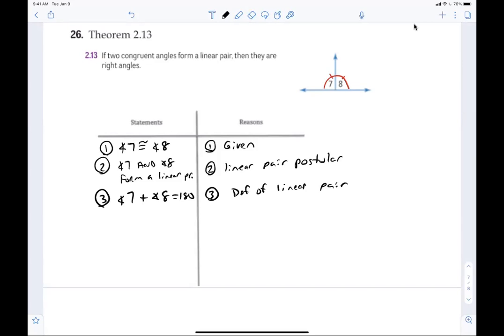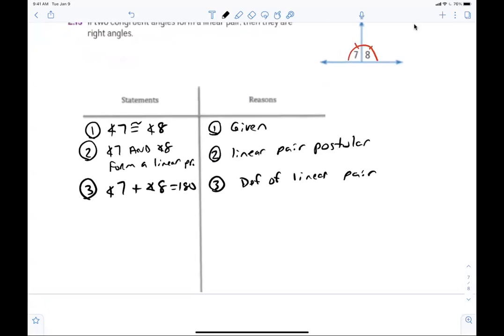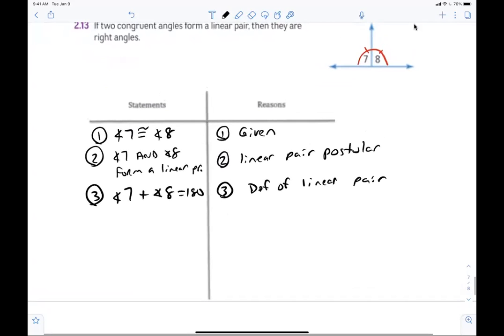All right, now what? Oh, why is that important? Yeah, the same. So what do I do? Angle 8 is equal to angle 7. So what? What's the next step is what I'm asking you.